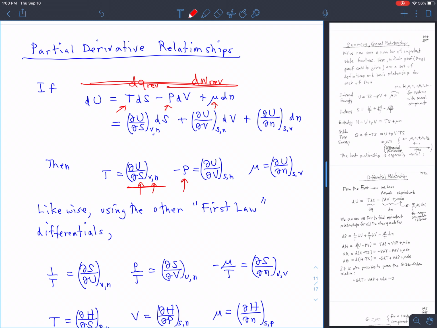Likewise, minus the pressure is the derivative of energy with respect to volume, holding entropy and mole numbers constant. And chemical potential is the derivative with respect to mole numbers, holding entropy and volume constant.